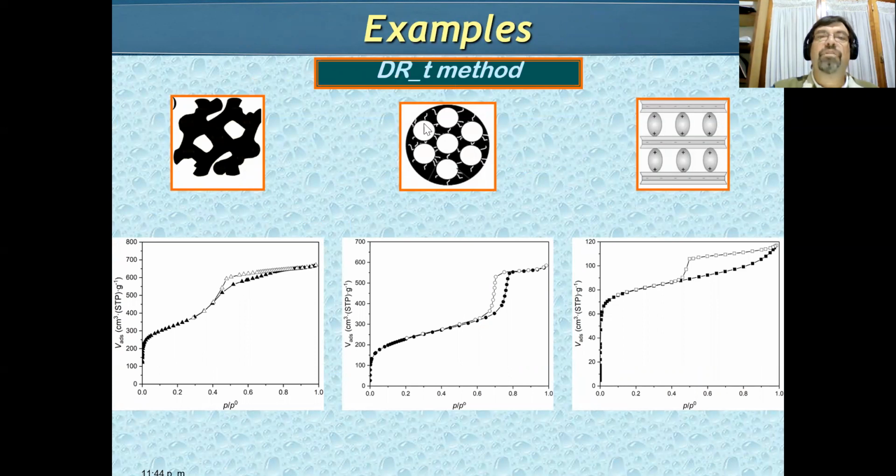We show the application of this method by some examples using CMK-8, Al-SBA-15, and pillared clay. This is a carbon mesoporous material. This is SBA-15, silica with aluminum, a mesoporous material, and this is a micro and mesoporous material from clays.